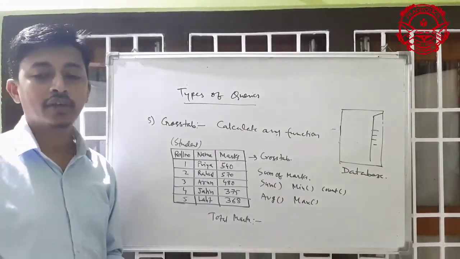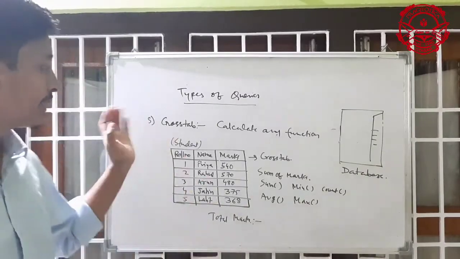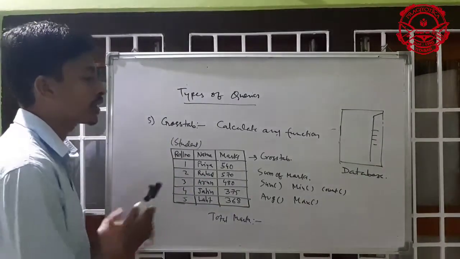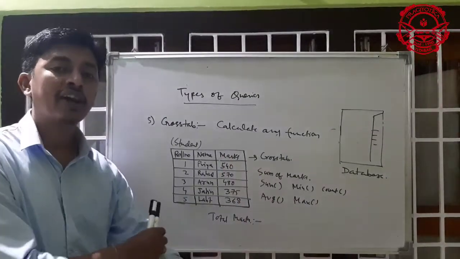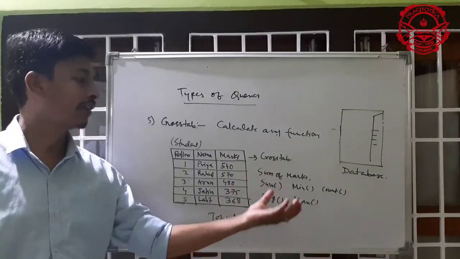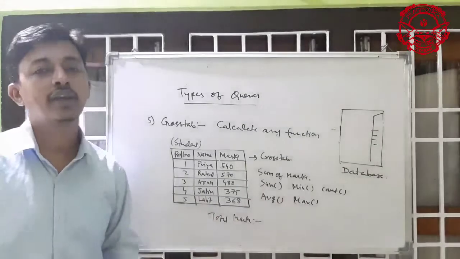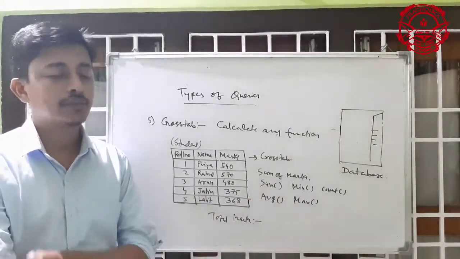This is the fifth query. It is very important in your exam. It will come. What is a cross tab query? A cross tab query is basically used to apply functions, that is, sum function, average function, min function, max function, count function. Okay.